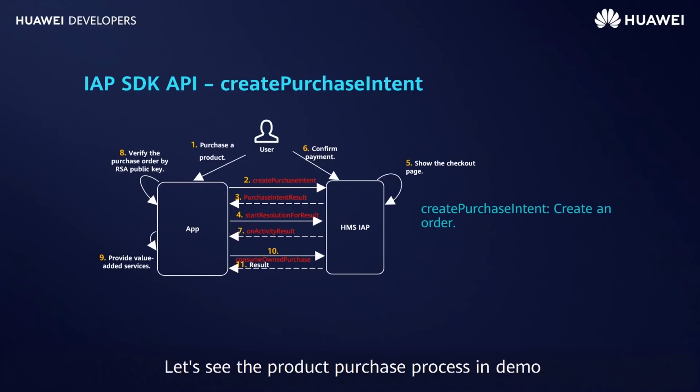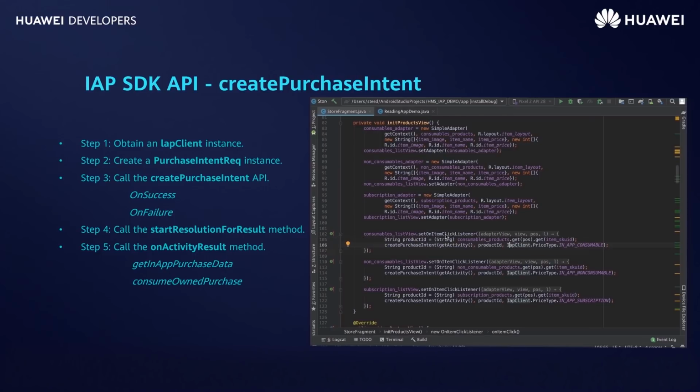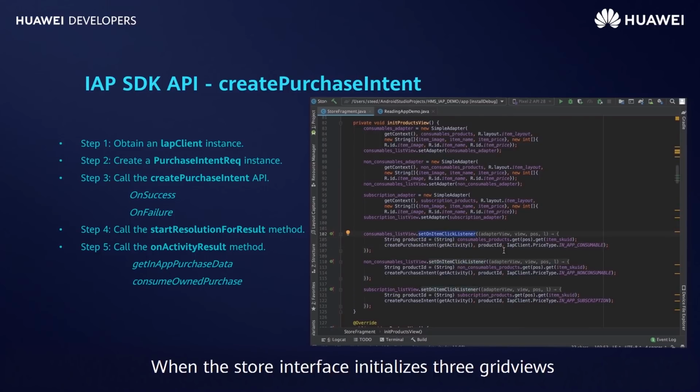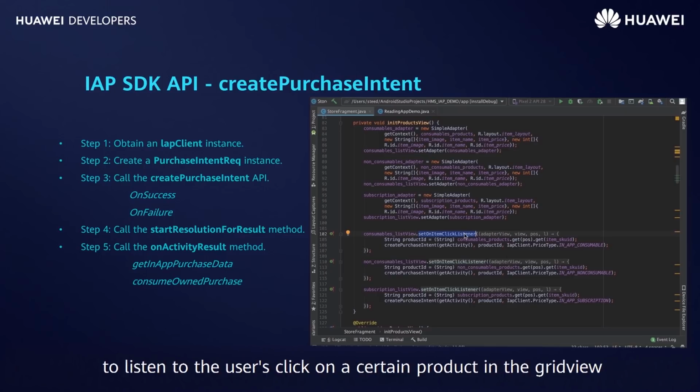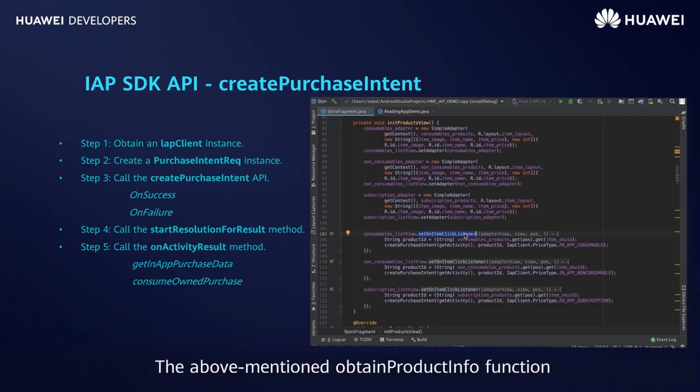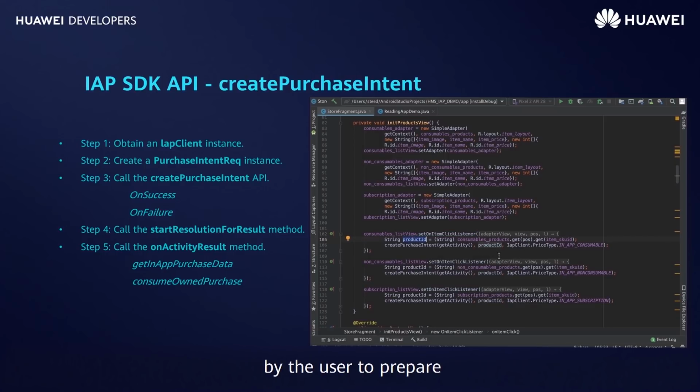Let's see the product purchase process in the demo. When the store interface initializes 3 grid views, an onItemClick listener is set for each grid view to listen to the user's click on a certain product in the grid view. The above-mentioned obtain product info function has stored the product ID in the data source of the corresponding product type when traversing the details of each product. Therefore, we can easily get the product ID of the product clicked by the user to prepare for calling the create purchase intent interface.